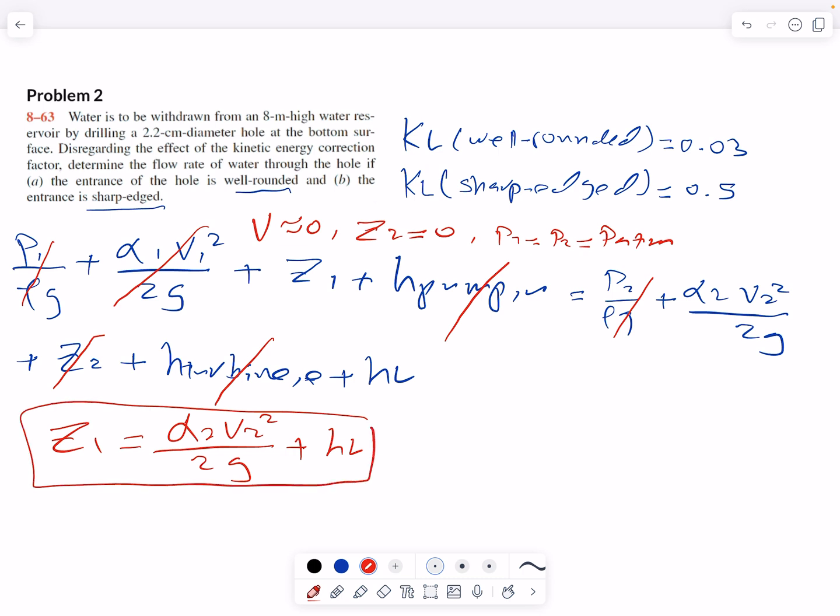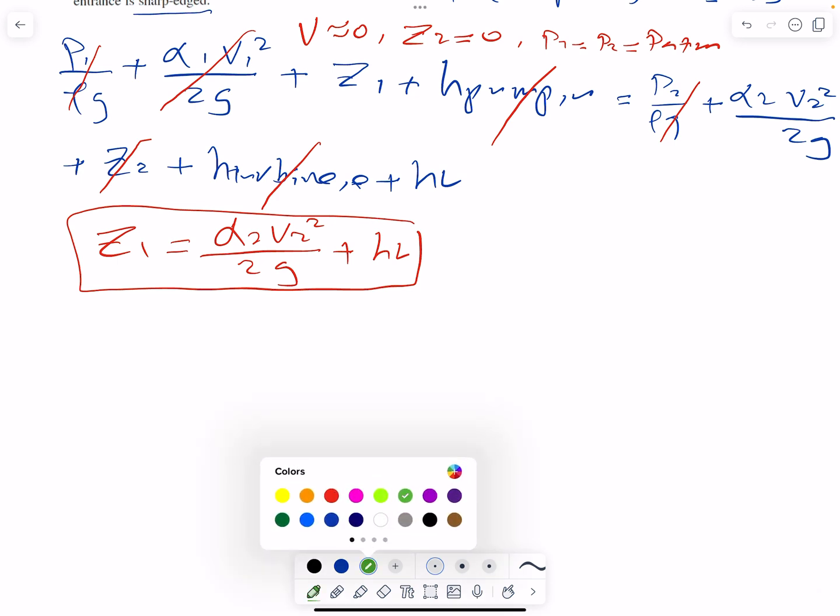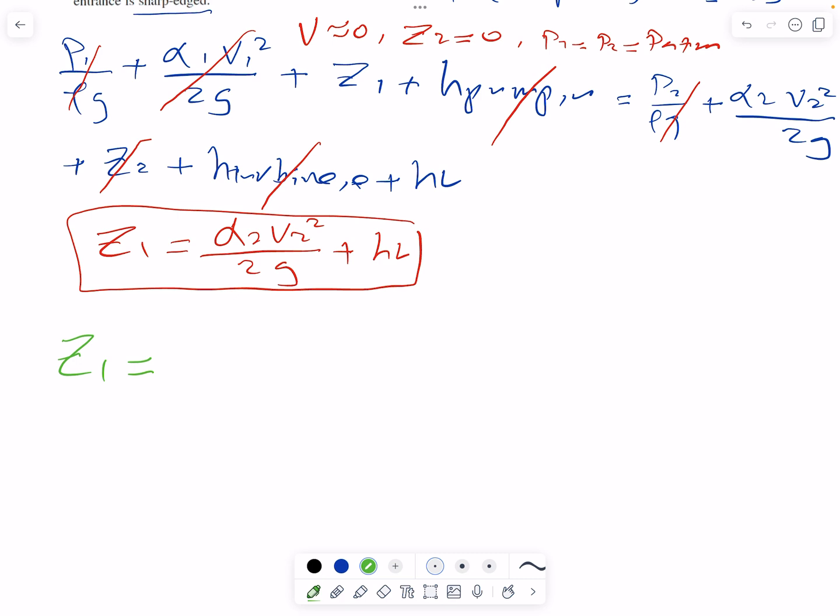So I would say Z1 is equal to alpha 2 V2 squared divided by 2g plus head loss, where the minor head loss equals KL times V squared over 2g.